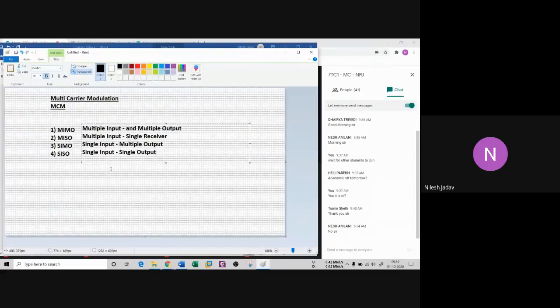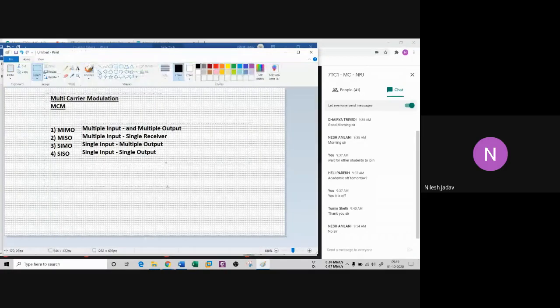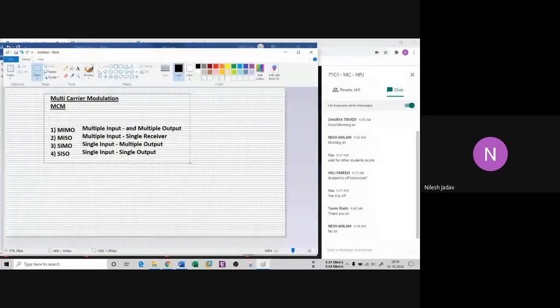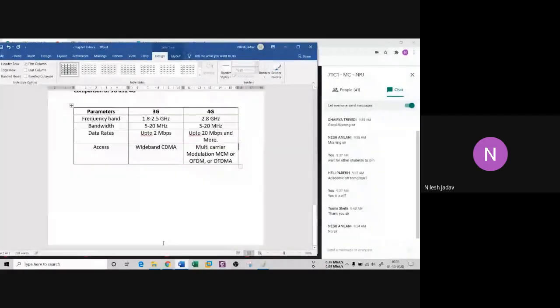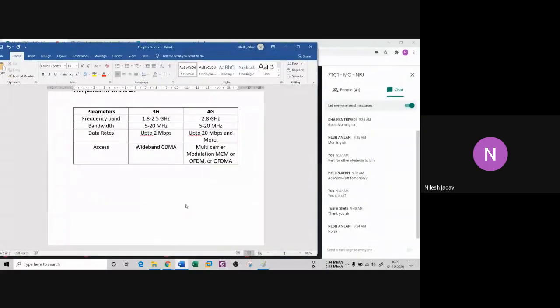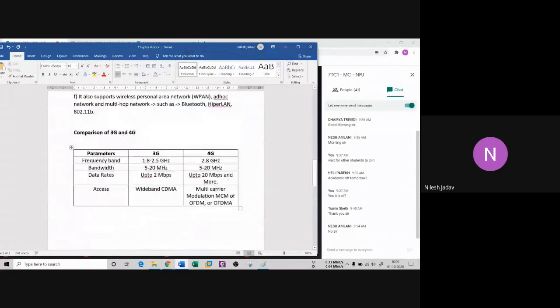So these are the antenna kind of things which you had seen. This is what we call multi-carrier modulation. So this is the thing.